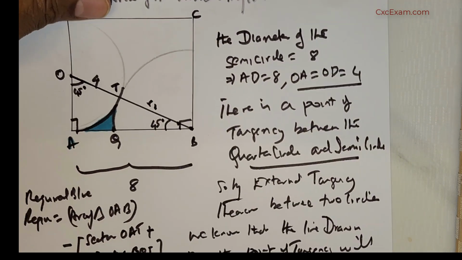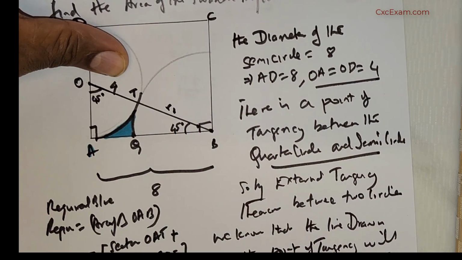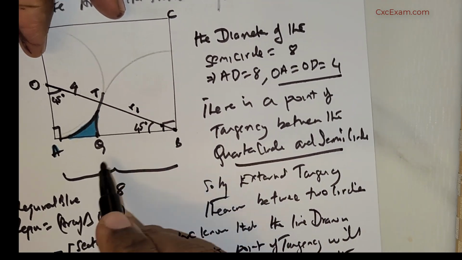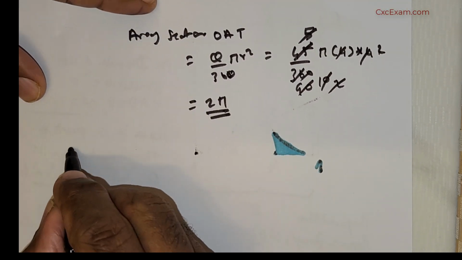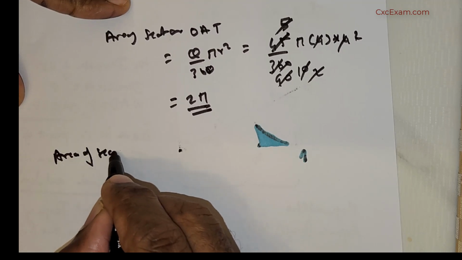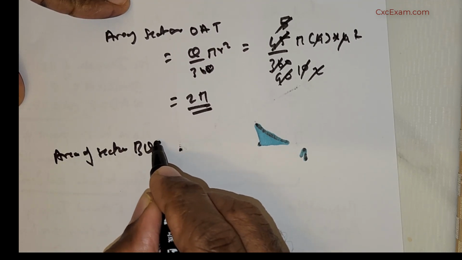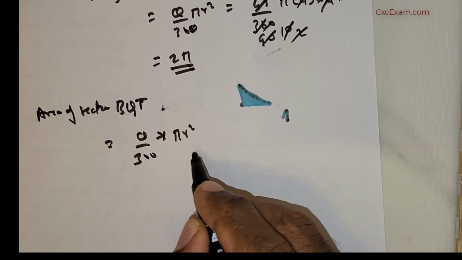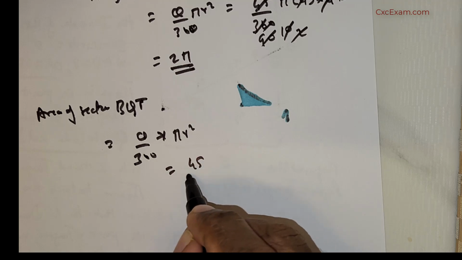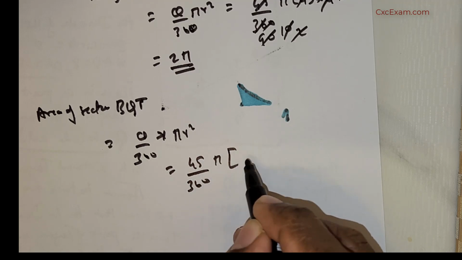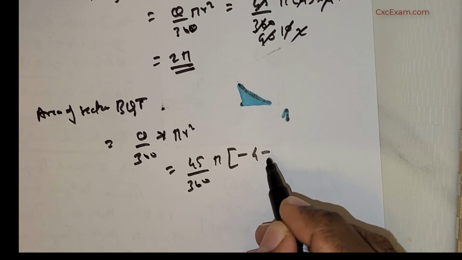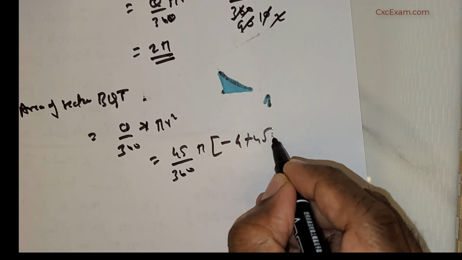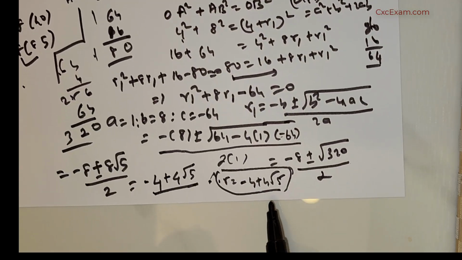Now go back here and we need to get this sector area. Area of sector BQT, what is that? Theta over 360 multiplied with pi r squared. My theta, as I mentioned to you, is 45. My r is going to be negative 4 plus 4 times root 5. Am I right? So let's check that out.